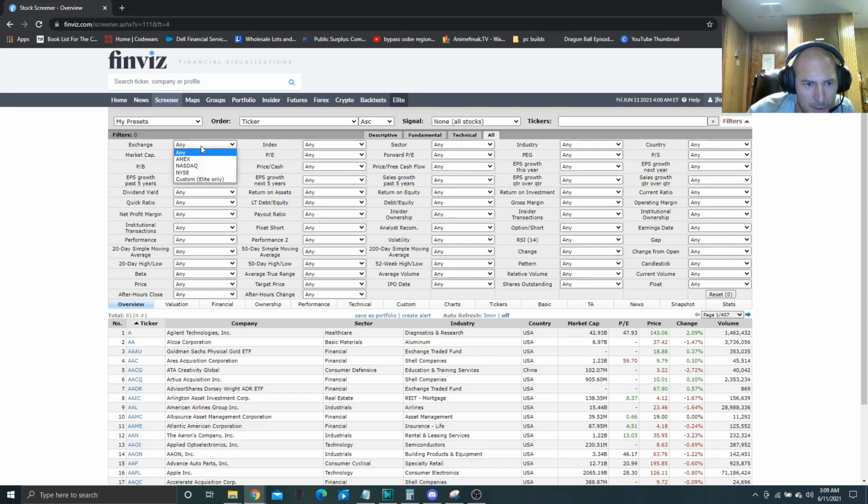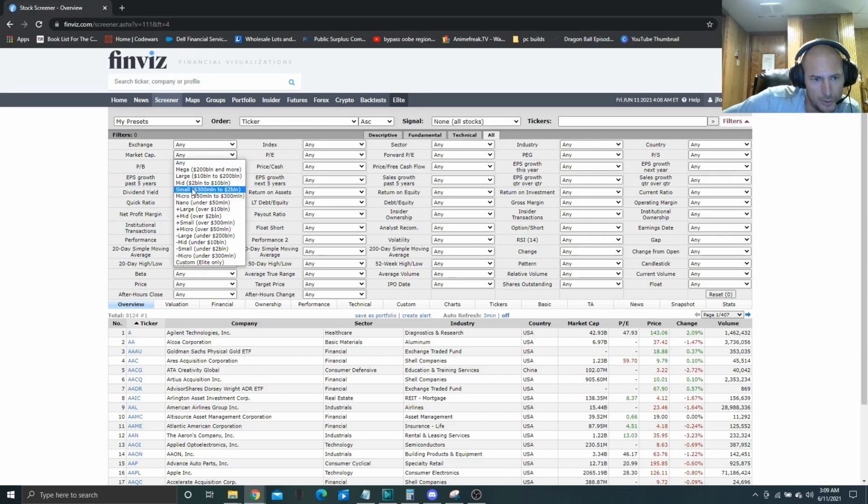First off, you can pick your exchange here: NASDAQ, New York Stock Exchange, the AMEX. Then market cap. This is where you choose the sizing of your companies. Me personally, I like to focus on just this part here. If I want to trade penny stocks, I'll do the micro stuff. Mid cap is over 2 billion, and then the large cap would be over 10 billion. We're going to leave that blank currently.